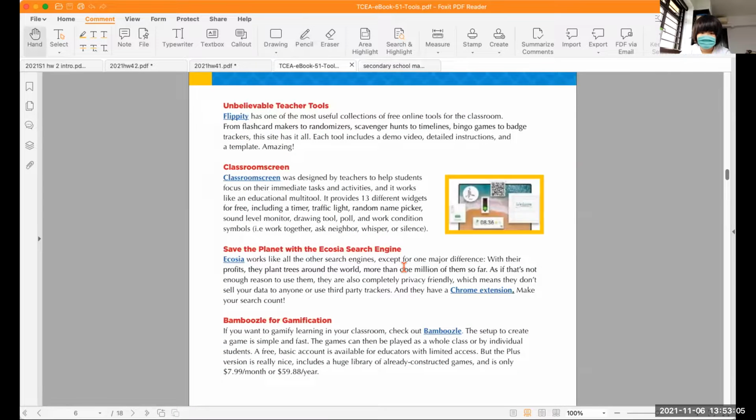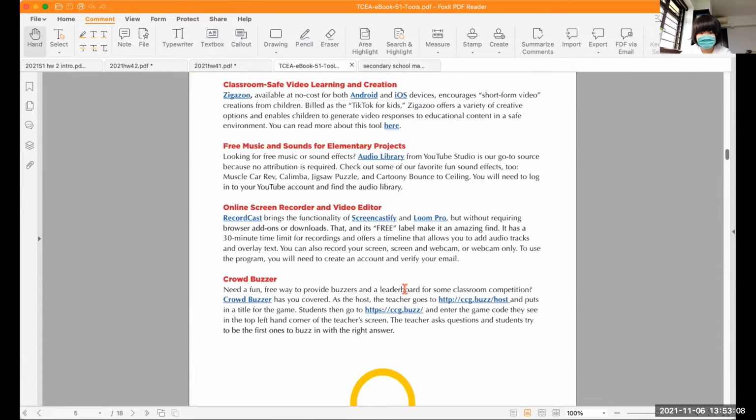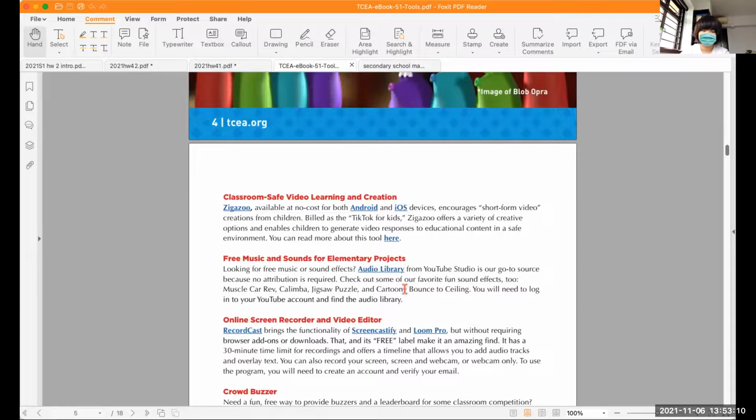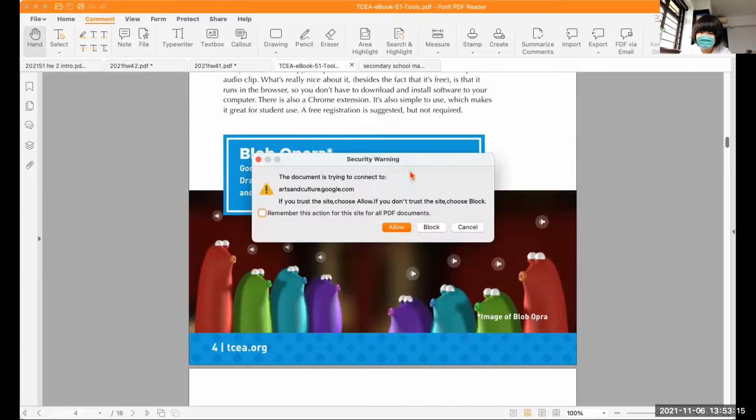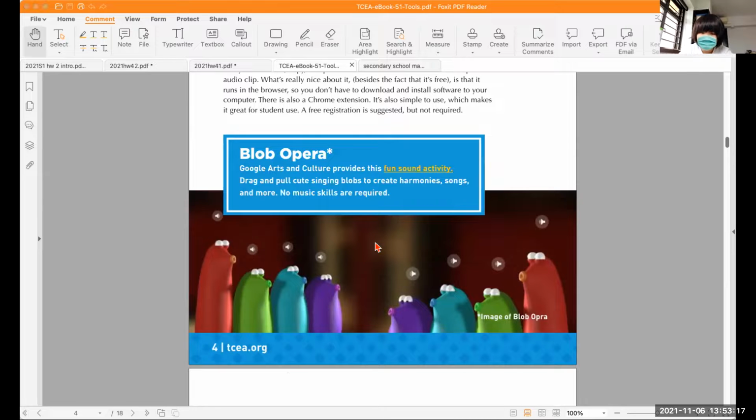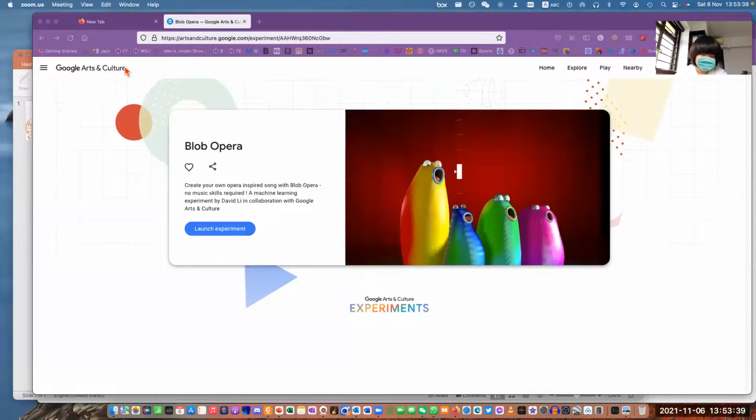In fact, I explored one of these, and I find it very interesting. Blob Opera. I need to allow... No, I don't want to restore. Let me share my screen. Okay, let me share my screen first. How to stop share and then share my screen.